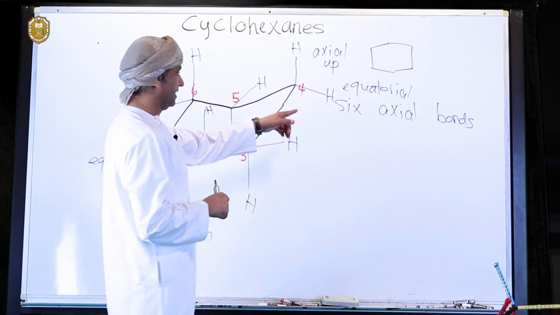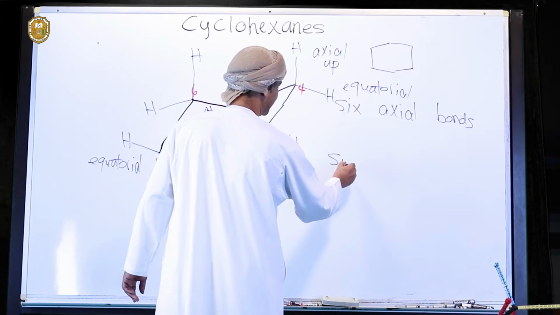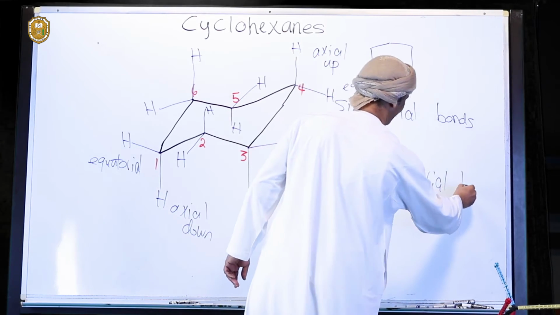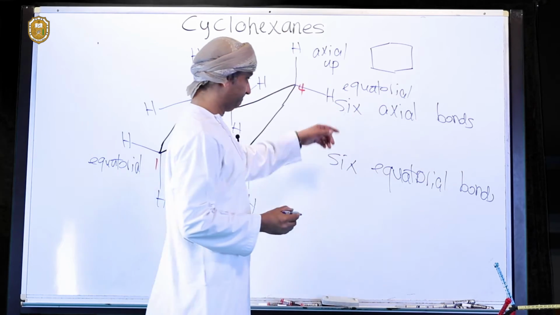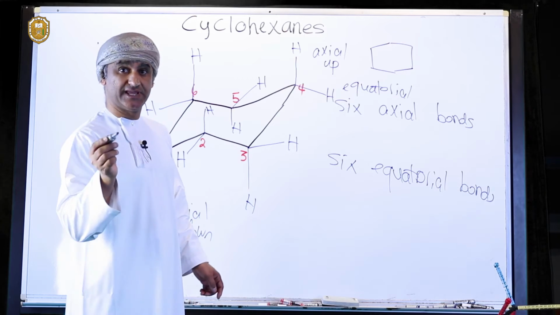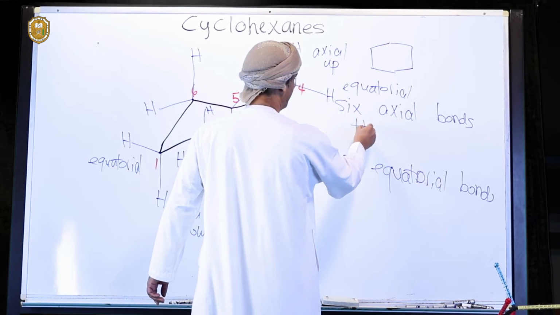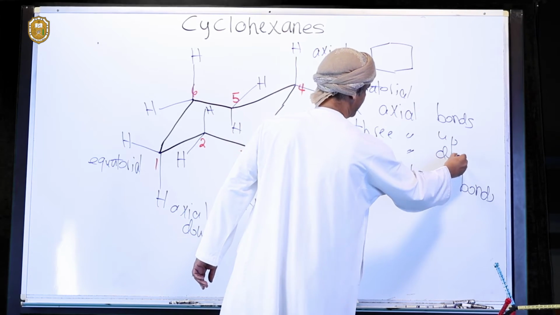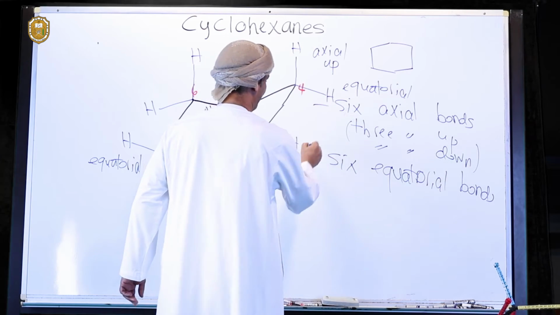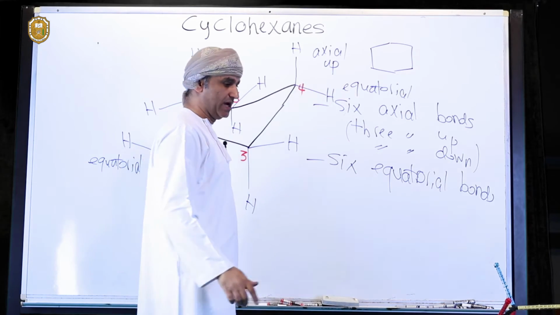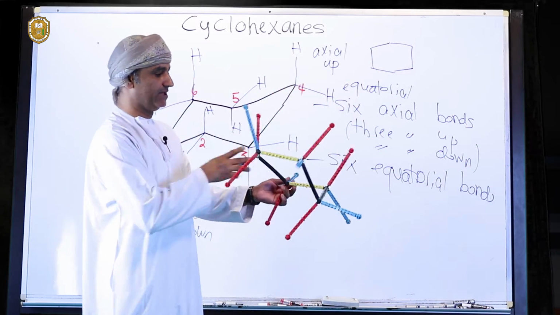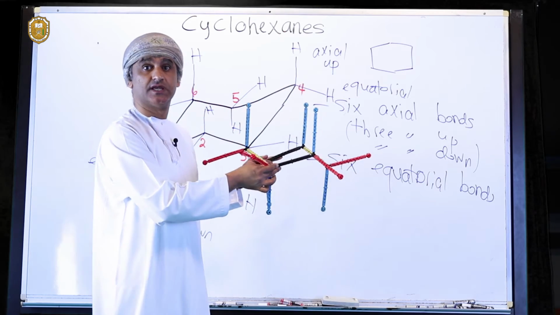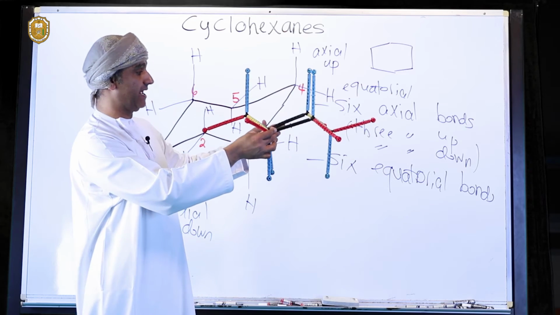So not only are there 6 axial bonds, there are also 6 equatorial bonds. And amongst these 6 axial bonds, there are 3 axial up and 3 axial down. If we go back to the model, there are 12 carbon-hydrogen bonds. 3 of them are axially up, 3 of them are axially down.